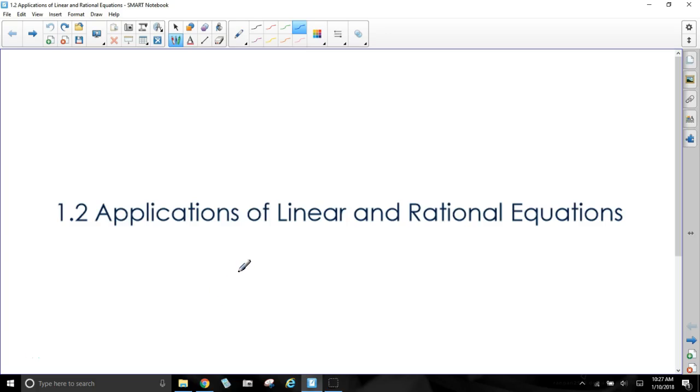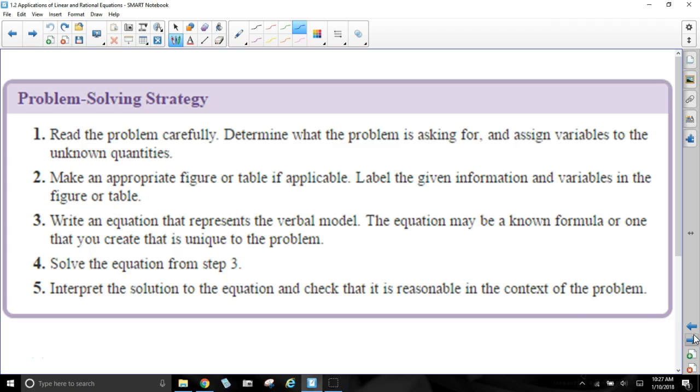So now we begin our discussion about section 1.2, applications of linear and rational equations. These are in essence word problems. You do want to follow these guidelines outlined in the problem solving strategy box, where you read the problem first of all carefully, determine what the problem is asking for, and assign variables to the unknown quantities.